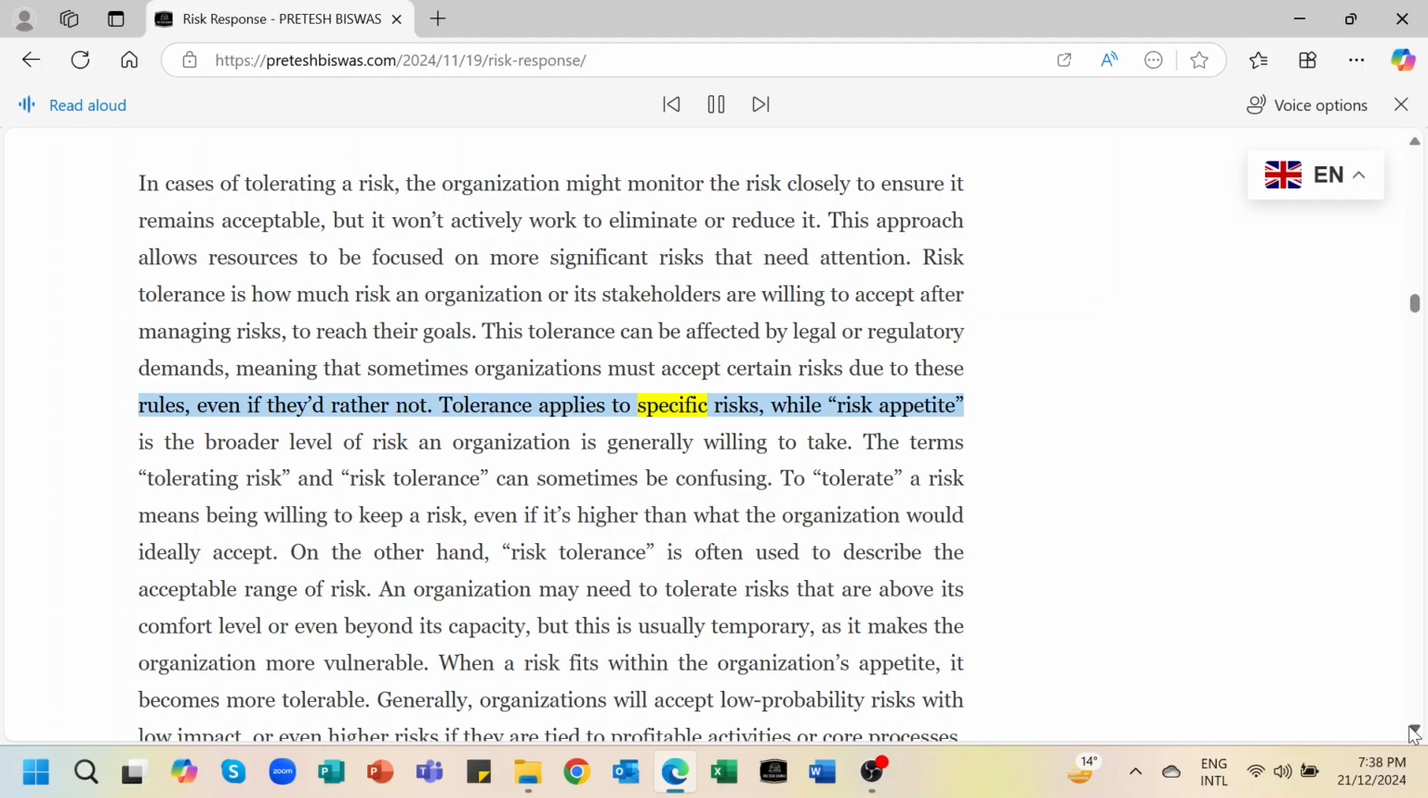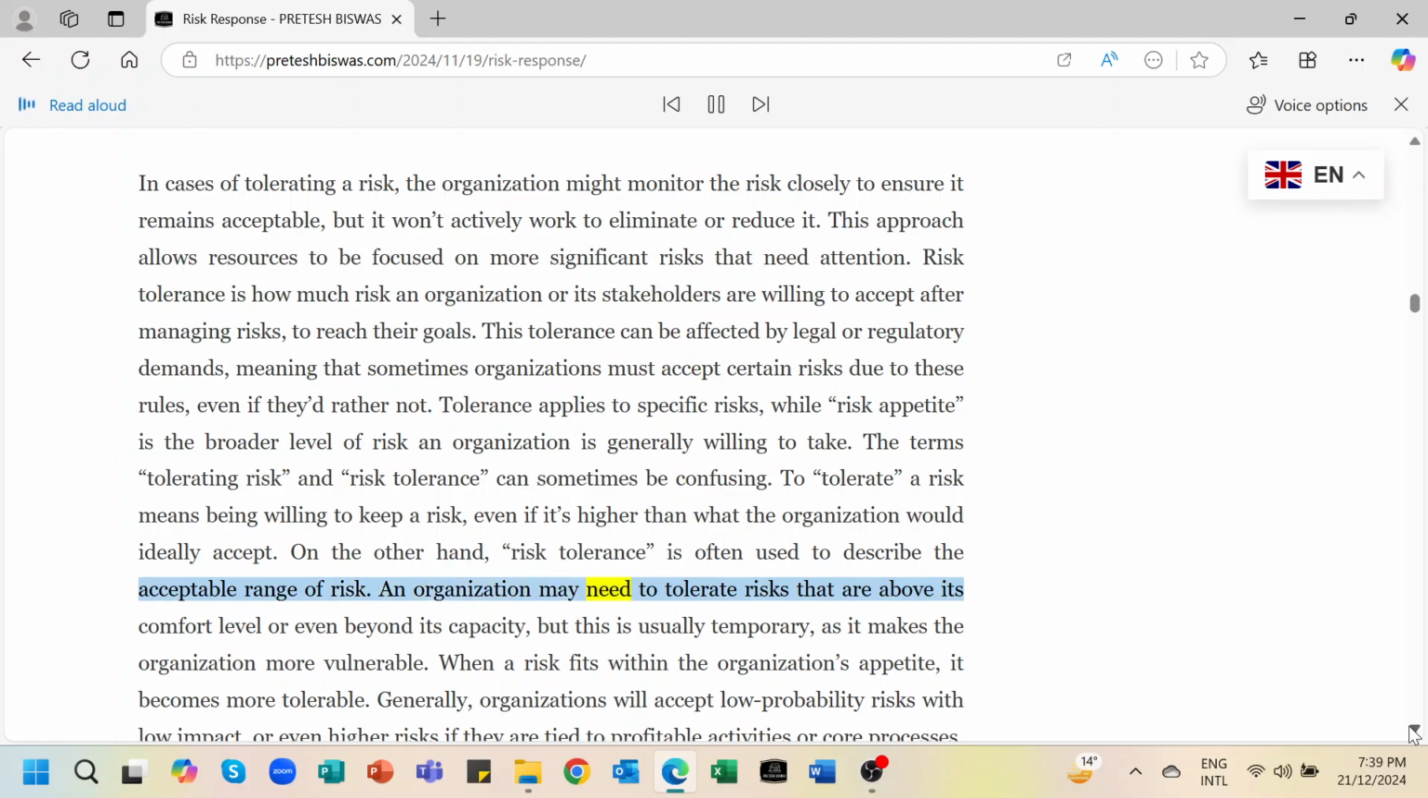Tolerance applies to specific risks, while risk appetite is the broader level of risk an organization is generally willing to take. The terms tolerating risk and risk tolerance can sometimes be confusing. To tolerate a risk means being willing to keep a risk, even if it's higher than what the organization would ideally accept. On the other hand, risk tolerance is often used to describe the acceptable range of risk.